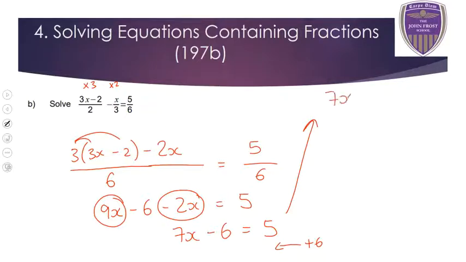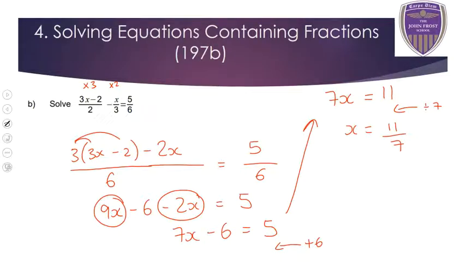So we would get 7x equals 11. Because 5 plus 6 is 11. And then 7x means the x times by 7, doesn't it? So we divide by 7 instead. And again, 7 doesn't go into 11, so write the answer as a fraction. We can't simplify that one, but that's it. 11 over 7 is the answer.